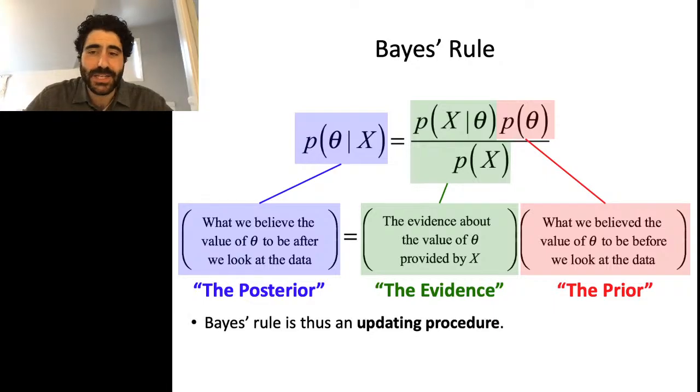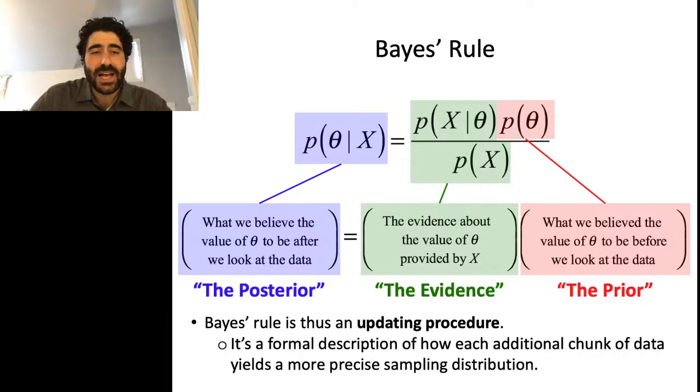This is an updating procedure that tells us how we can get a more and more precise distribution of what's going on in the world by adding in new pieces of evidence. Another important thing is that this posterior can then become the prior for our next experiment. This is just telling us how we update our beliefs based on some new piece of data.